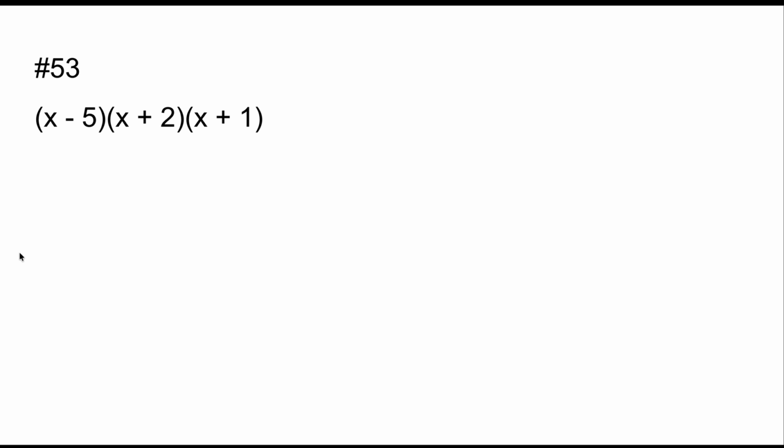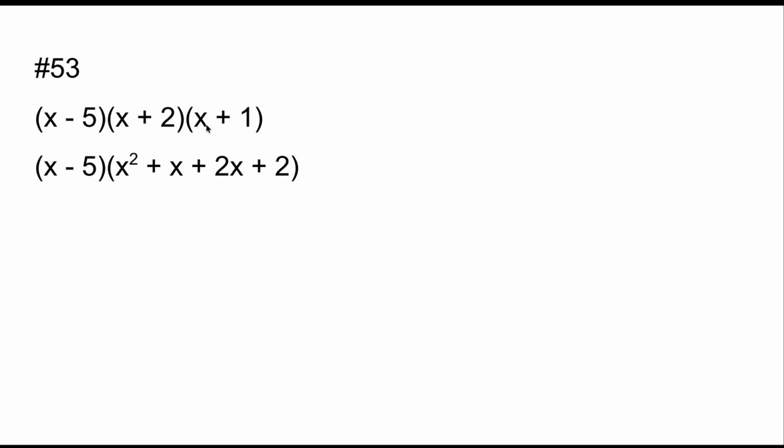Okay, 53. Let's do it again. We have 3 binomials. Let's multiply the second and the third together first. Let me say the problem first in case I'm going too fast. X minus 5 times x plus 2 times x plus 1. Now let's multiply the second and third together.